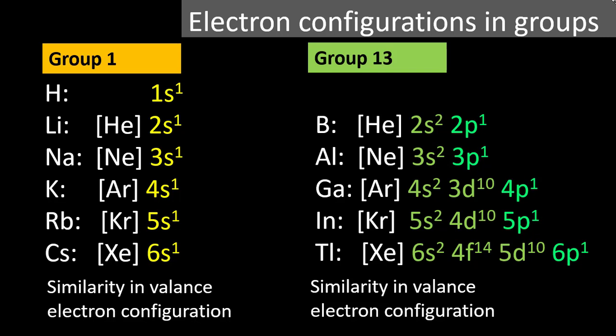This combination of being filled and being smaller means that these orbitals are not so important in the chemistry of this element. It is the filled s orbital and the incomplete p orbital that are more important, and this is the same for the whole of this group.